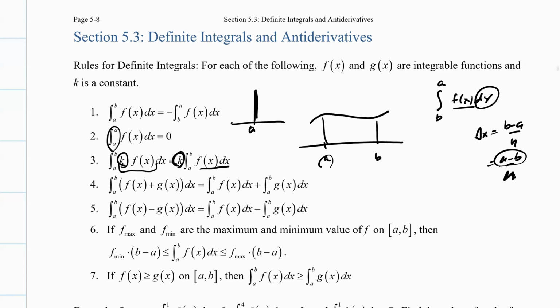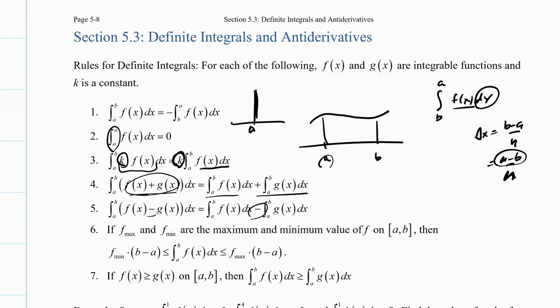Also, the integral of a sum, the sum of the integrands, can be broken up into two integrals. Okay, you can see that that seems to have a similarity to the same rule having to do with derivatives. Same with the difference. If there's a difference between two functions, we can think of it as a difference between two integrals.